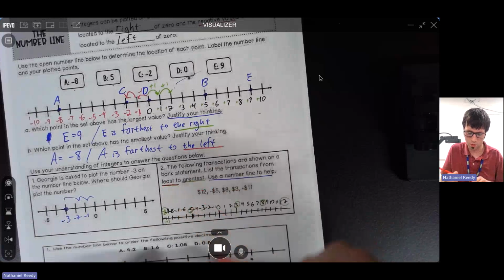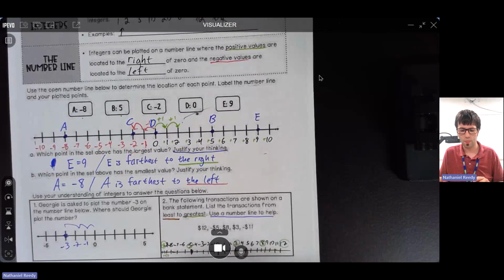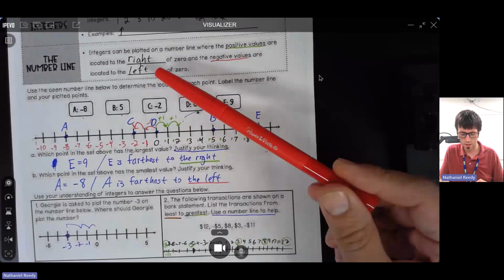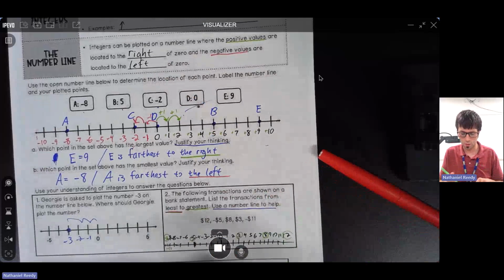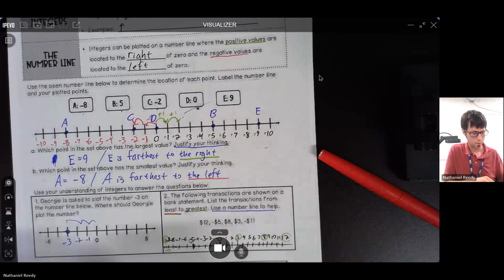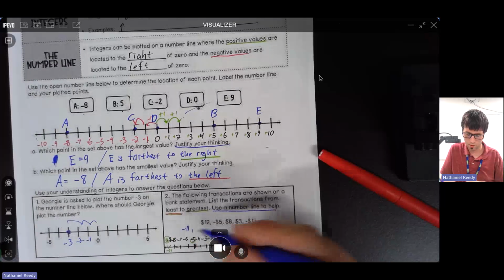If you guys haven't noticed, I'm trying to use red for negative and green for positive. So going back to my rule, positive numbers are located to the right, negative numbers to the left. So the least numbers are on the left. And the ones I circled, well, -11 is the least because it's furthest to the left. So -11 would be my least number.